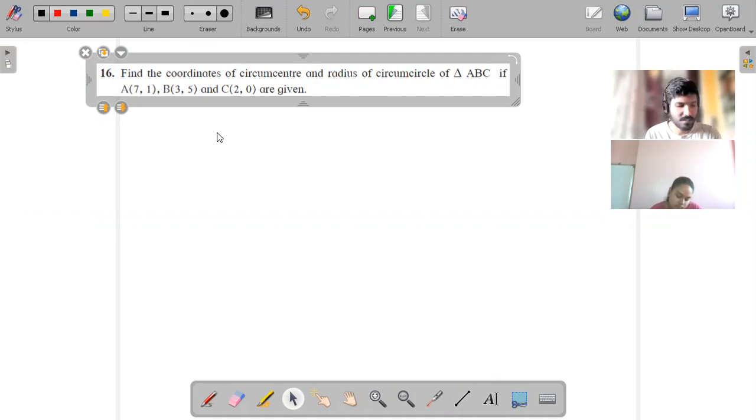Okay, so we'll do the 16th one. That is find the coordinates of the circumcenter and radius of the circle.